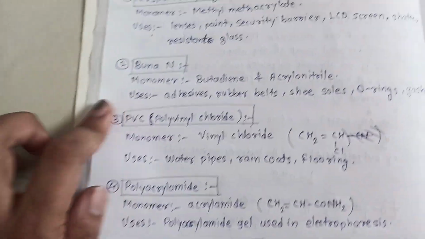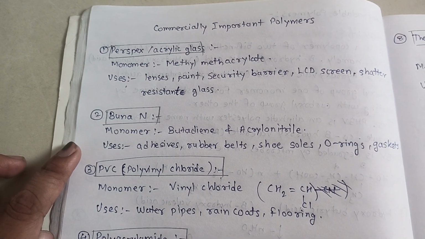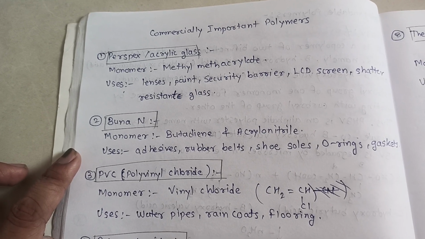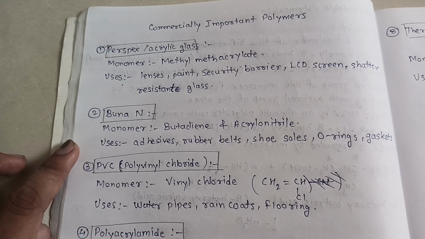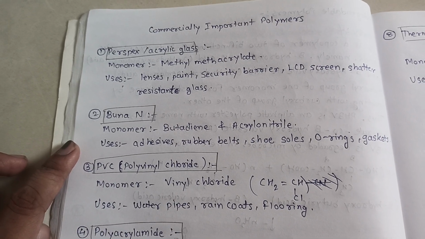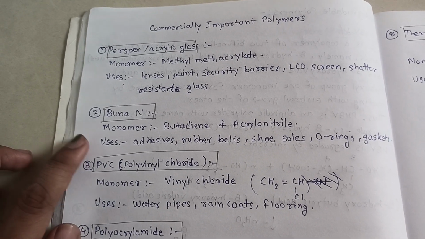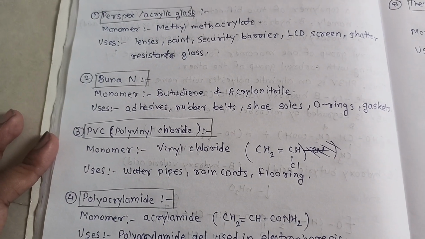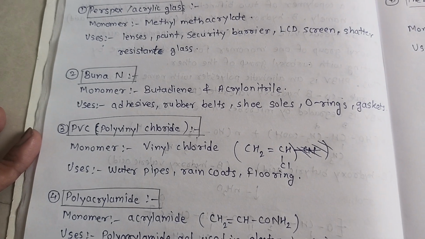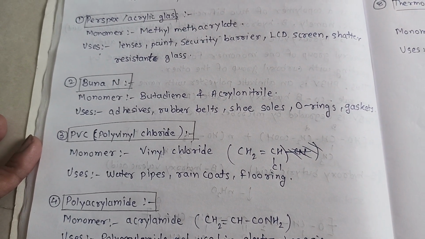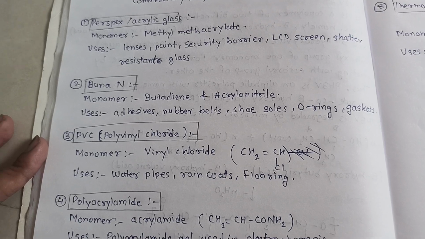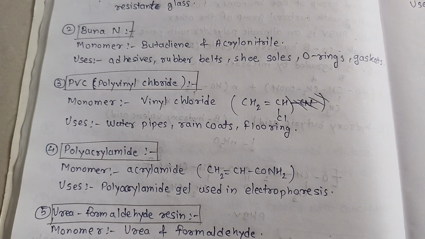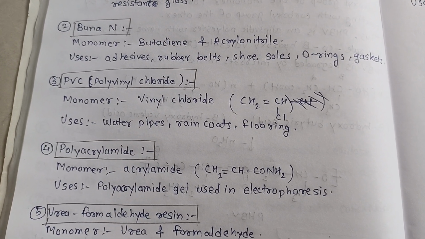Then there are few commercially important polymers. First is perspex, acrylic glass. Monomer is methyl methacrylate. Uses are, it is used in lenses, paint, security barrier, LCD screen, shatter resistant glass. Buna N. Monomers are 1,3-butadiene and acrylonitrile. Uses: adhesives, rubber belts, shoe soles, O-rings, gaskets. Next is PVC, polyvinyl chloride. Monomer is vinyl chloride. Uses: water pipes, raincoats, flooring.